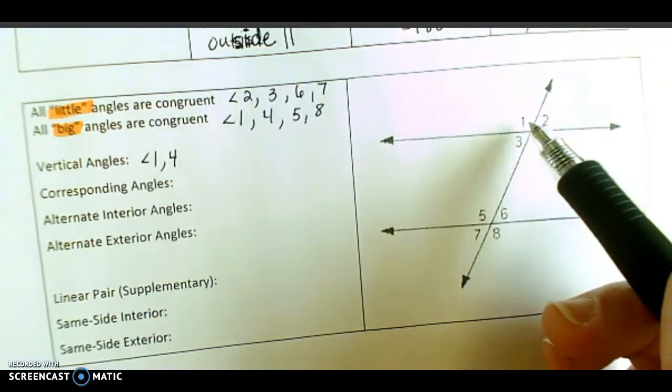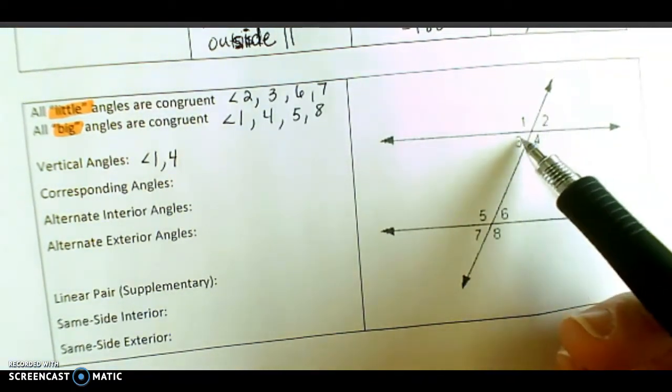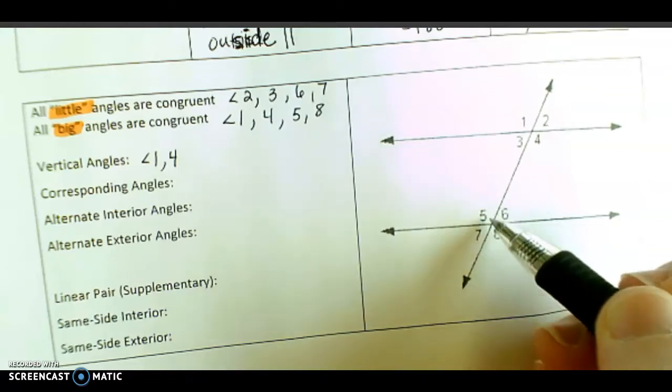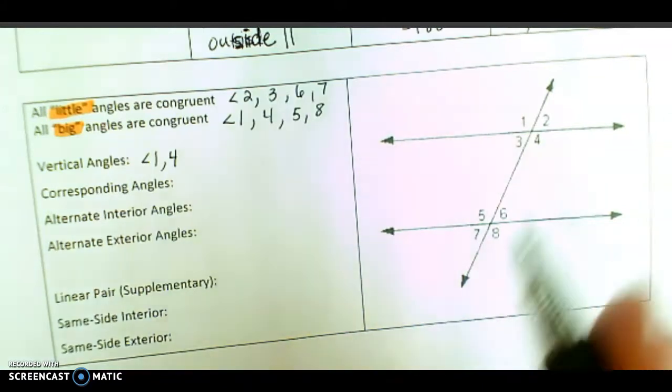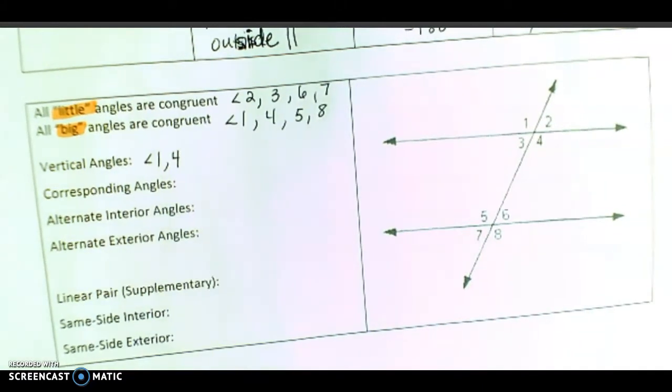Now, there's plenty of other vertical angles. 2 and 3 are also vertical. 5 and 8 are vertical. 6 and 7 are vertical. I'm just writing one pair, but there's all those other pairs. You can write how many you want.